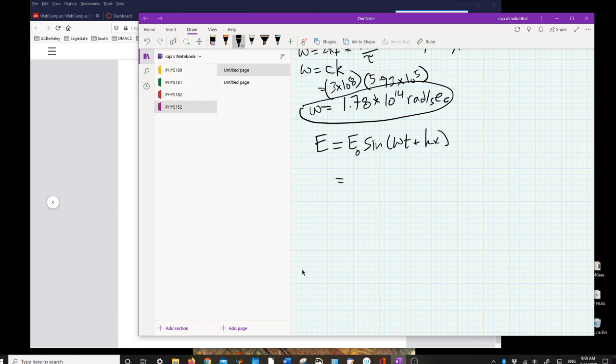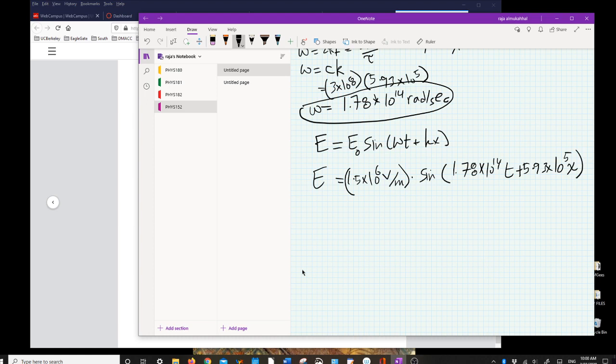So E naught is given to us already, and that is 1.5 times 10 to the 6 volt per meter. That's the amplitude, times sine of omega, which is 1.78 times 10 to the 14 t, plus k, which is 5.93 times 10 to the 5 x. And there we go. We have an expression for the electric field.